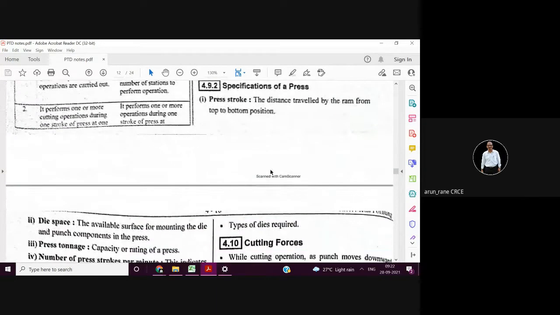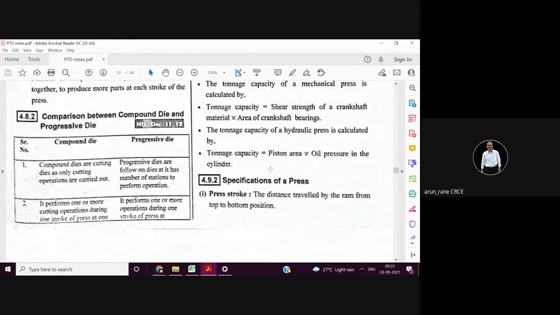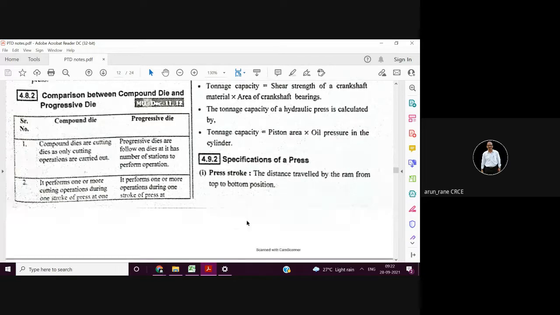How do you specify a press? The tonnage is most important. This is how it is calculated, but whatever we have taught you, that is, find out the blanking area and piercing area, add them, and then multiply by shear strength. So you will get the tonnage capacity.